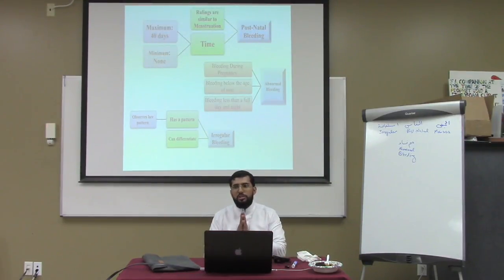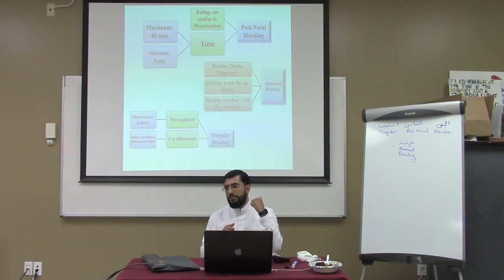The second scenario is that she can differentiate. She doesn't have a fixed pattern. Sometimes she bleeds the first 7 days, sometimes the second 7, sometimes the third 7, sometimes 4 days. However, when she goes past these number of days, there's a difference in the color and the smell of the blood. If she can differentiate based on color and smell, she goes with the differentiation. Now there is a scenario that is not mentioned here, and that is if she has a fixed pattern and she sees a difference in the blood. She gives preference to her fixed pattern.